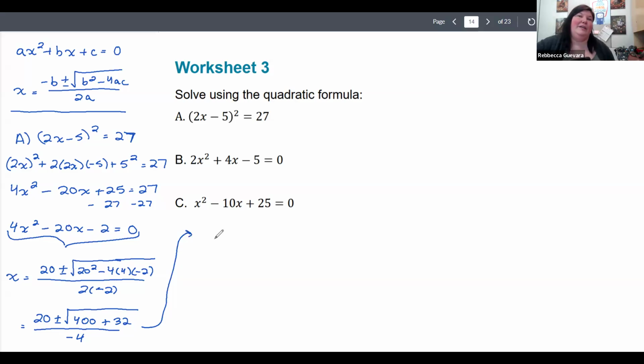Okay, so if I keep going with that, x is going to be 20 plus or minus the square root of 432. 432 divided by, is it 16? Yep, 16. If I take this 432, it's 16 times 27, so that will simplify into 4 times the square root of 27, divided by negative 4. And once again, everything is divisible by 4.